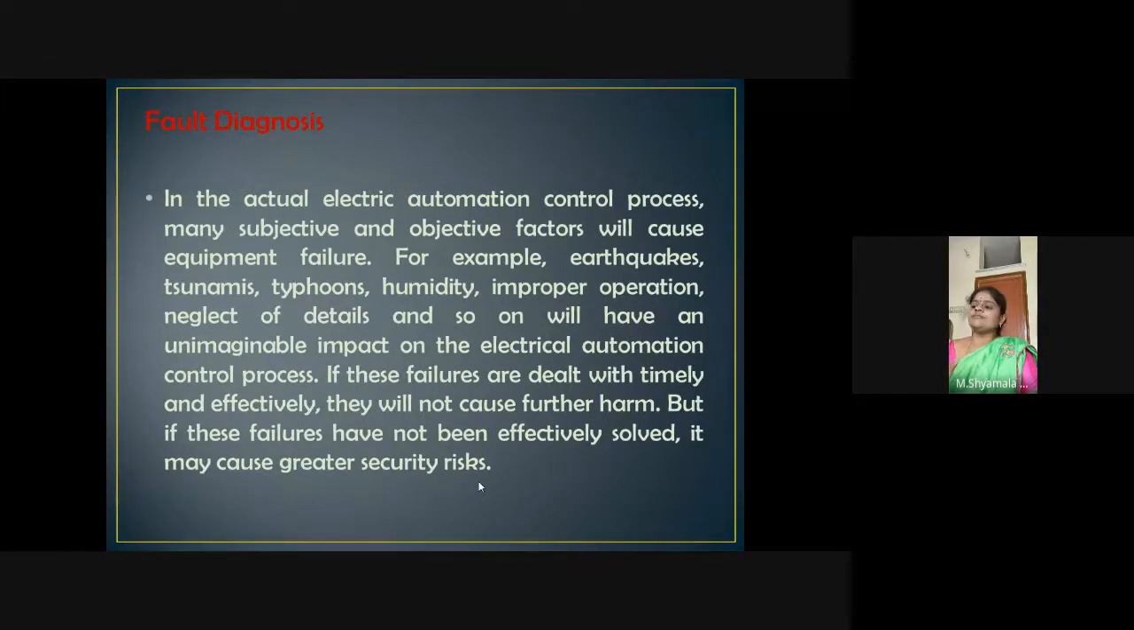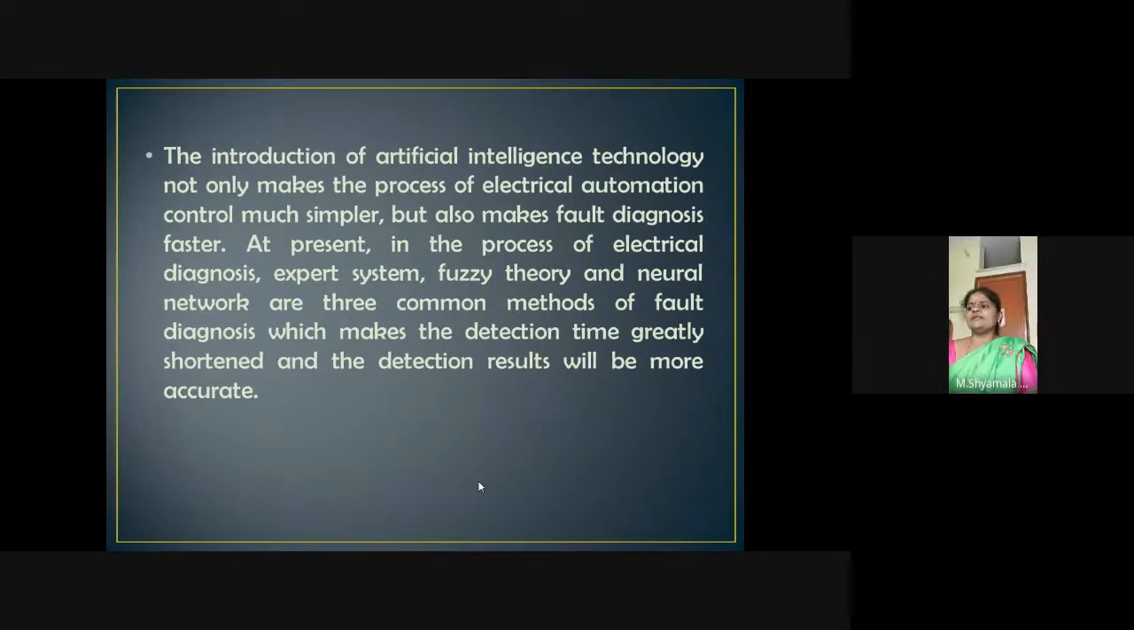If these failures are dealt with in a timely and effective way, they will not cause further harm. But if these failures are not effectively solved, they may cause greater security issues. The introduction of artificial intelligence technology not only makes the process of electrical automation control much simpler, but also makes fault diagnosis faster. At present, in the process of electrical diagnosis, expert systems, fuzzy theory, and neural networks are 3 common methods of fault diagnosis, which greatly shorten the detection time and make the detection results more accurate.